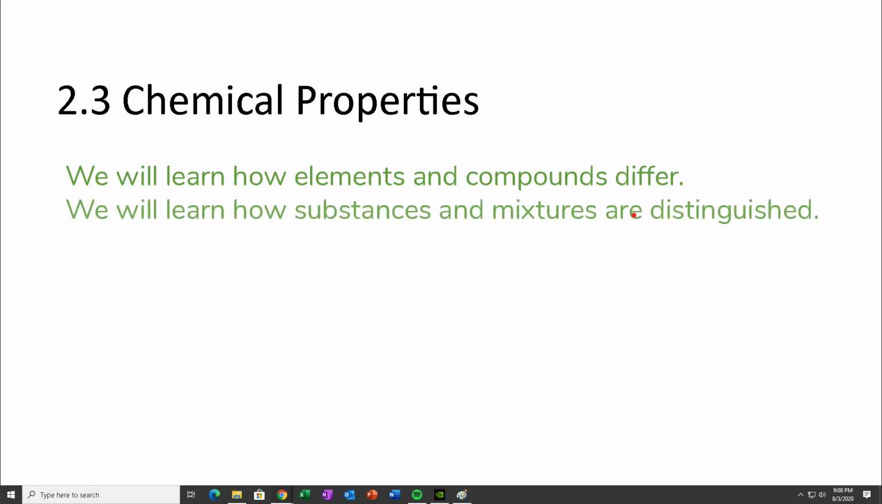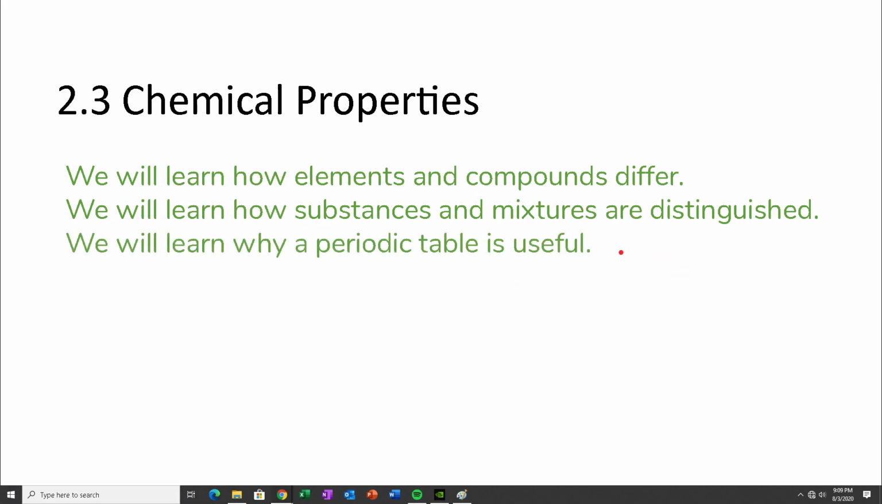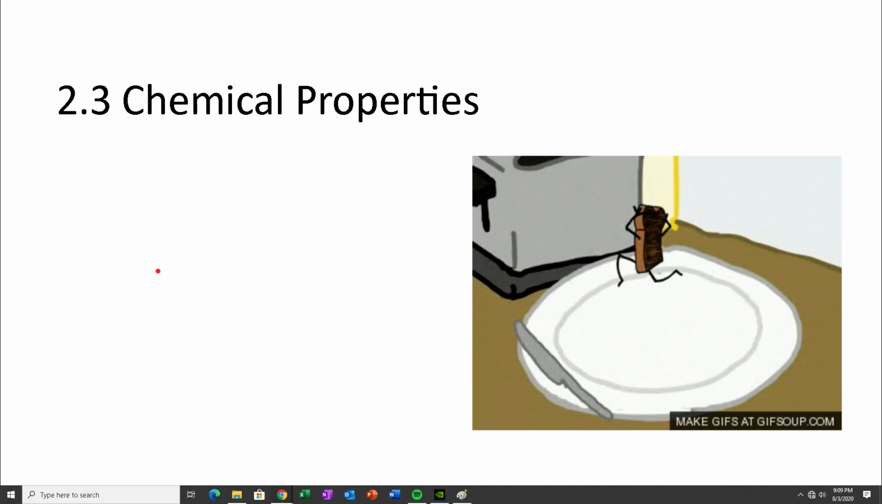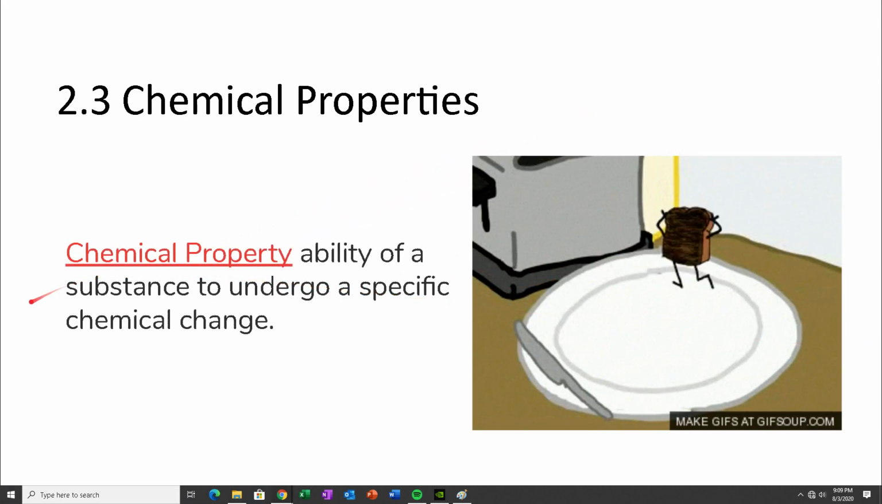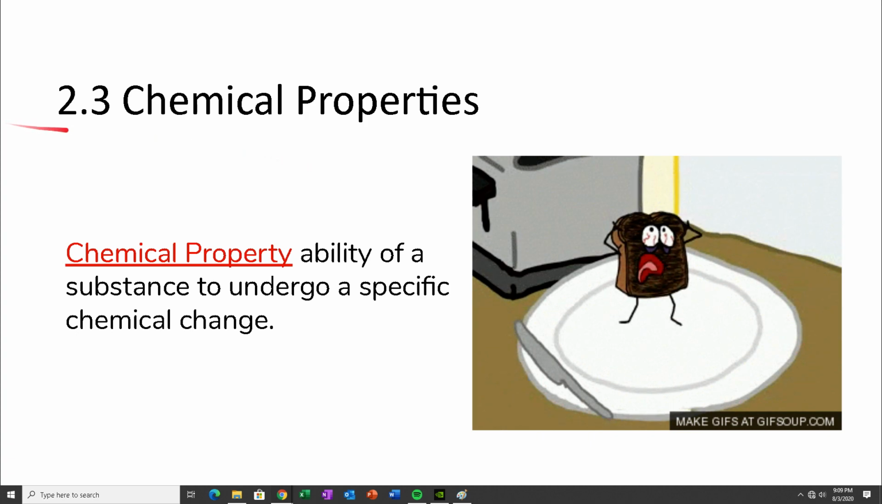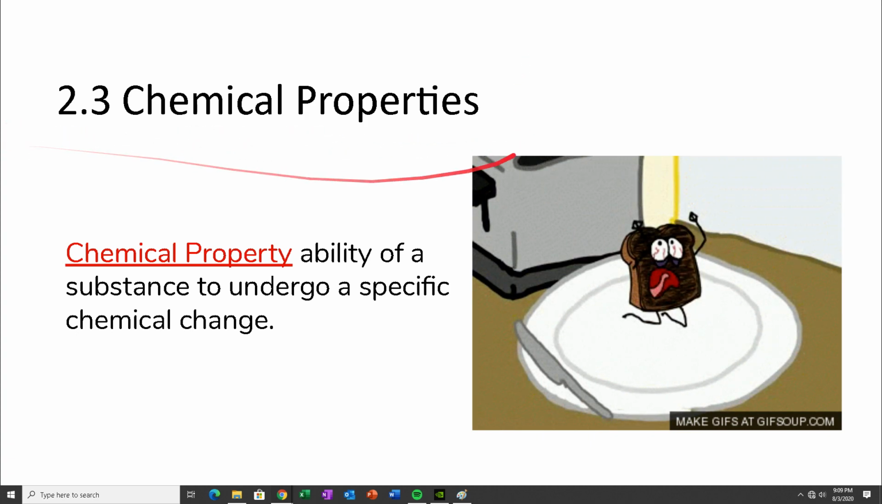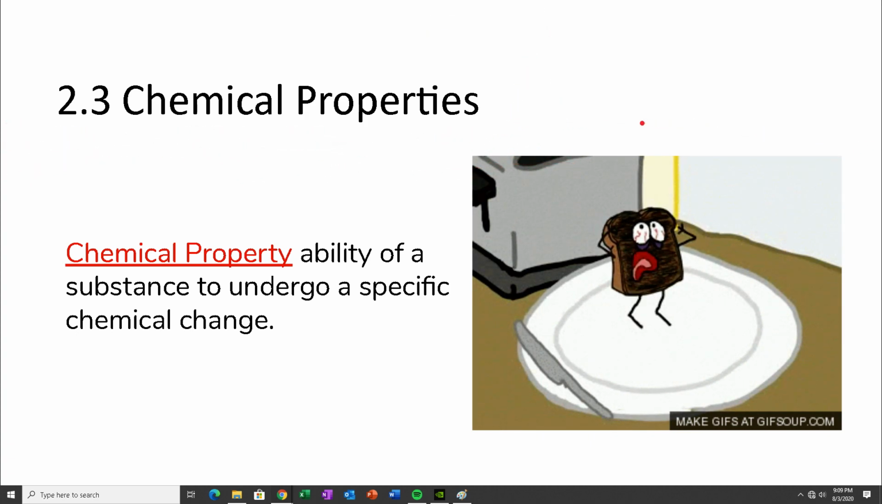Now, we're going to learn how elements and compounds differ. We will learn how substances and mixtures are distinguished, and learn why a periodic table can be very useful. So chemical properties. Again, this is a brand new unit, so you need to have that in your notes. A chemical property is the ability of a substance to undergo a specific chemical change.